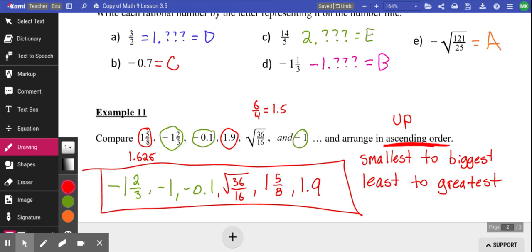We're not going to focus too much on the conversions. I'm more worried about you understanding the word ascending. I know you can do the converting. We just spent like half an hour doing it.